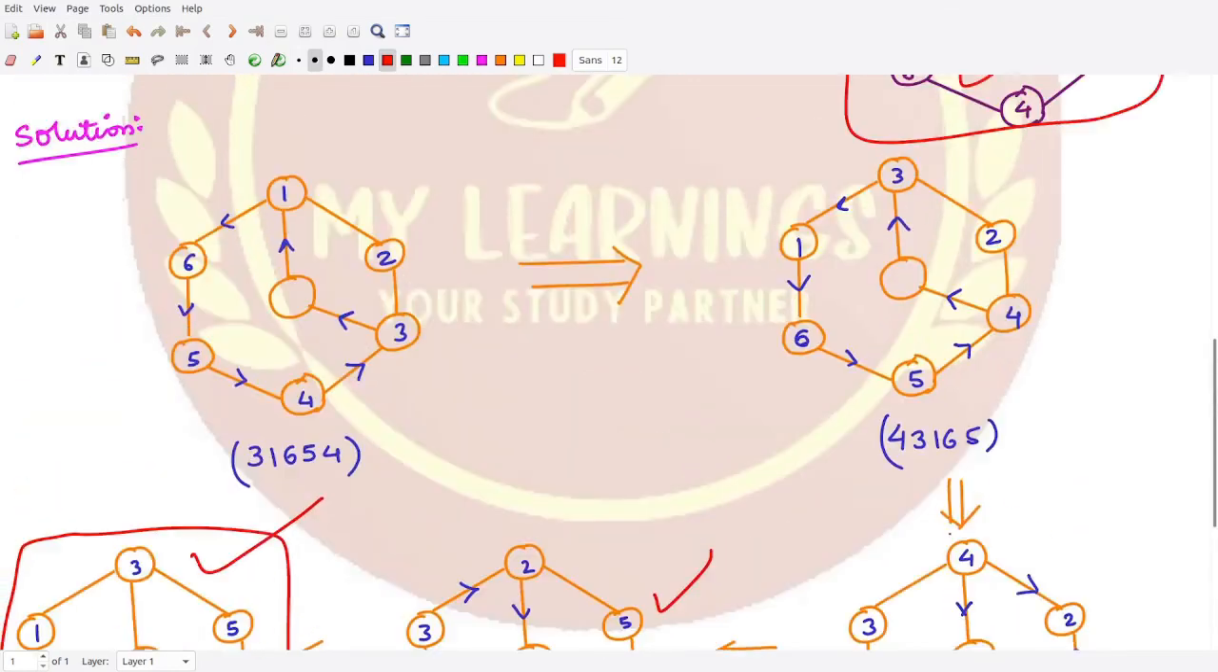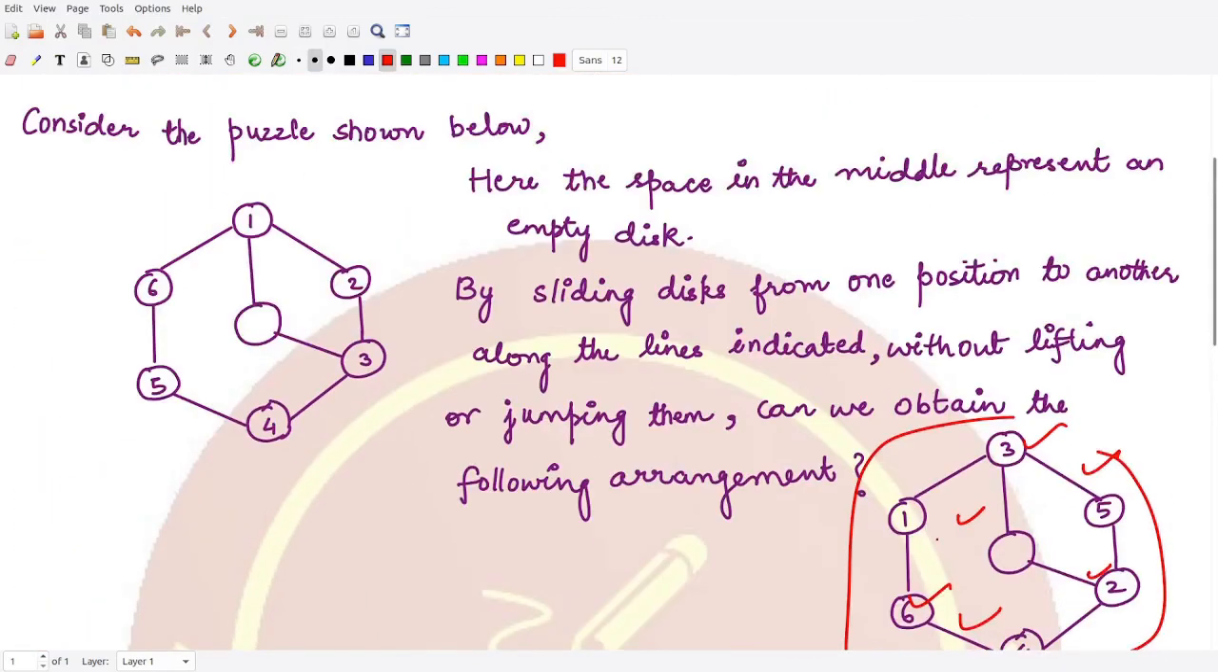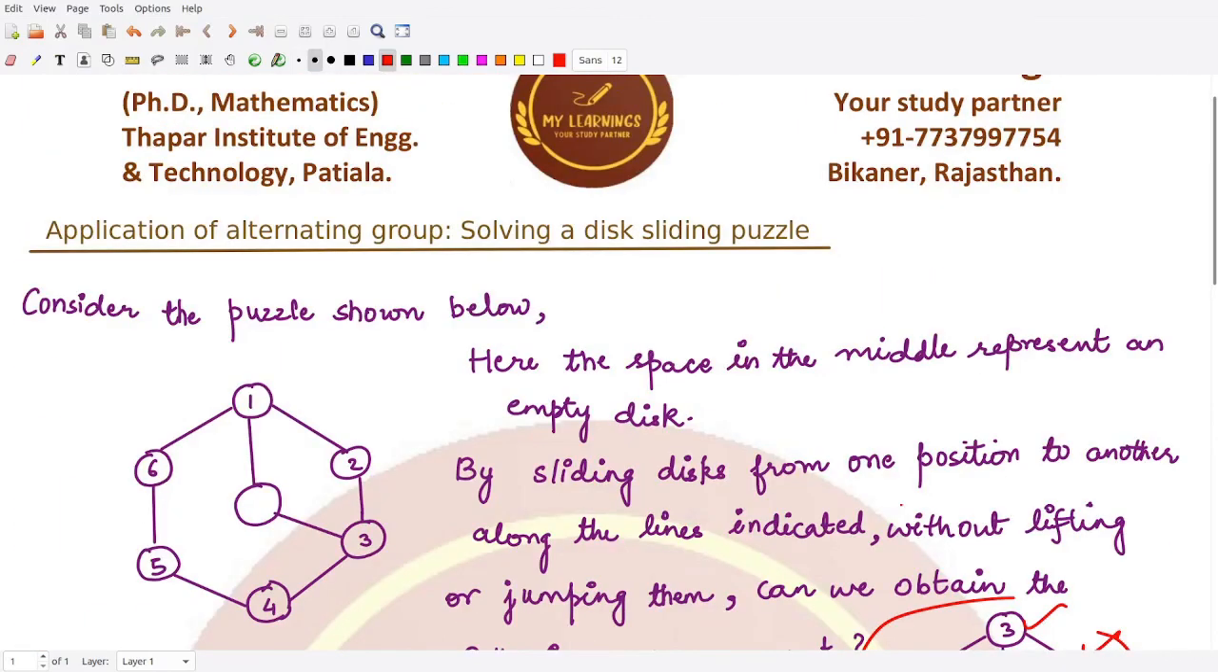So this is how easy and simple it is to use permutations for solving a puzzle of this kind. I hope you understood this application here.